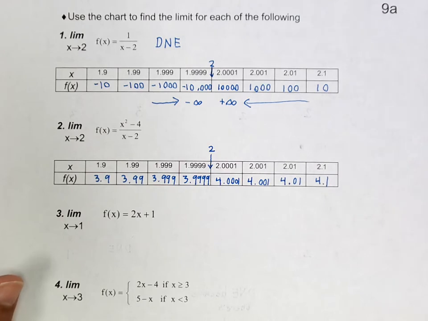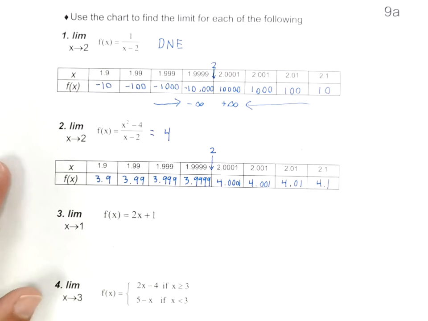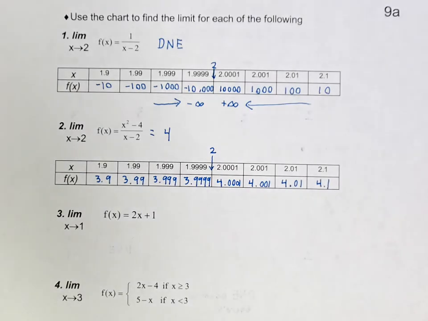If you plug in 2.00001, it gives you something that's really close to 4. So the limit on this one would be 4. Okay? So the limit as x approaches 2, the y value would be 4. So that one's actually not too bad.